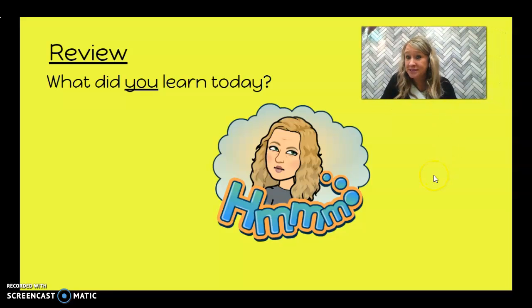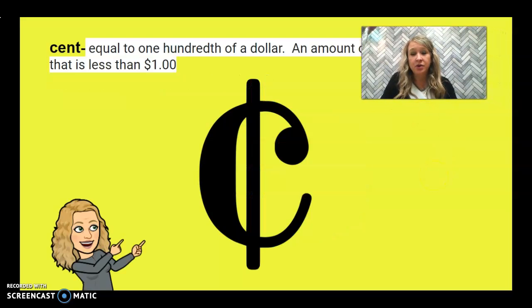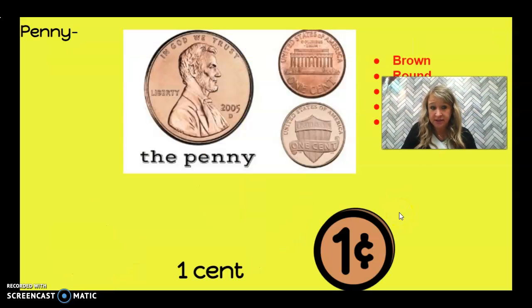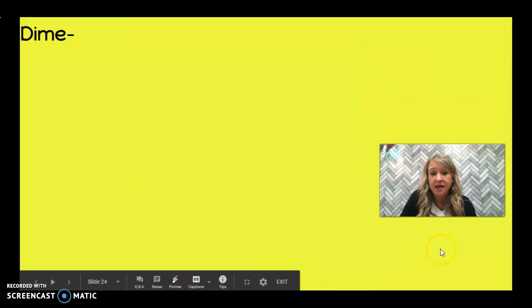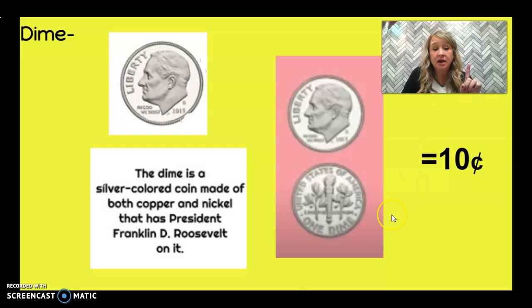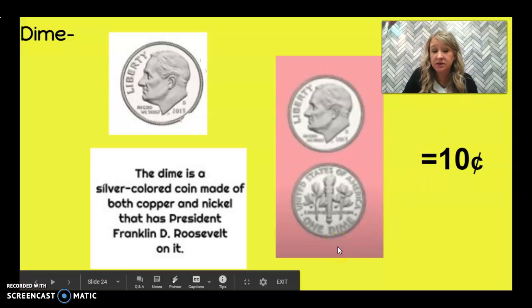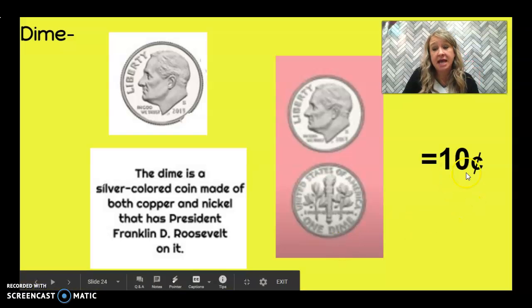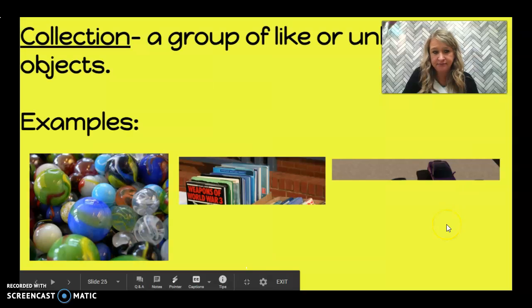What did you learn today? Well, we remembered that a cent is an amount of money that's less than $1. We remembered that a penny is copper. It's worth 1 cent, and it has Abraham Lincoln on the front. We remembered that a dime has Franklin D. Roosevelt on the front. It is silver colored. It is smaller than the other coins, but it is worth 10 cents.